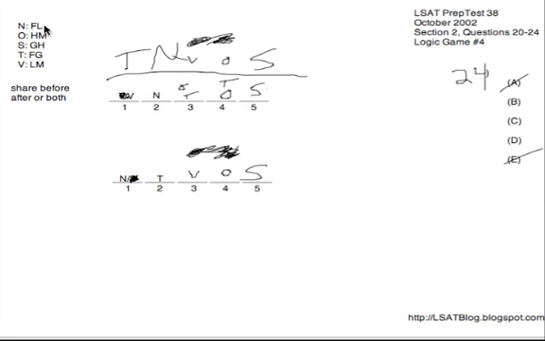N is FL, O is HM, no sharing there. So for that reason, O on 3 is isolated. It's not sharing with N before it, and it's also not sharing with T after it. So O3, T4 doesn't work. However, VNTOS, that works perfectly fine because T is sharing with N, O is sharing with S, so VNTOS is good, and V on 1 is our answer, choice D. That works, and we're good for this game.